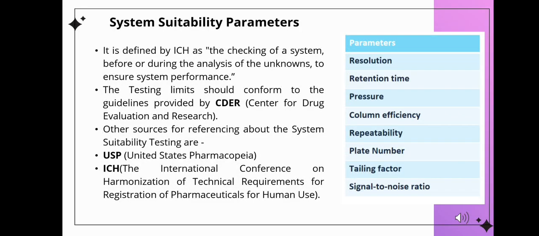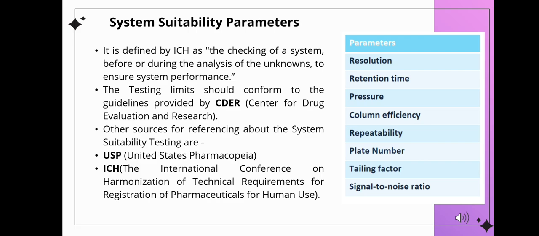Now the system suitability parameters. It is defined by ICH as the checking of a system before or during the analysis of the unknown to ensure the system performance. It verifies that the system is working correctly before the actual sample analysis. The testing limits should conform to the guidelines provided by CDER, that is Center for Drug Evaluation and Research. Other sources for referencing include the USP and the ICH.